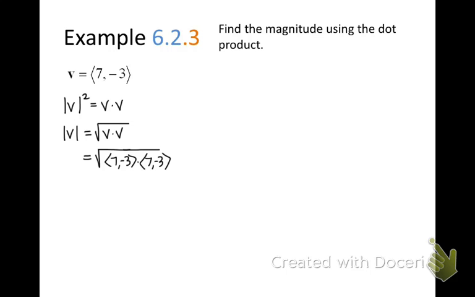I mean, it's all the same computation. It's just a different way of writing it in the sense of notation. But essentially, here we're still going to end up with 7 times 7 and then plus negative 3 times negative 3, which would have been our Pythagorean theorem anyway, right? So then this is the square root of 49 plus 9, which is the square root of 58.